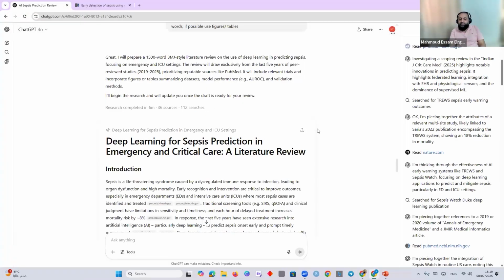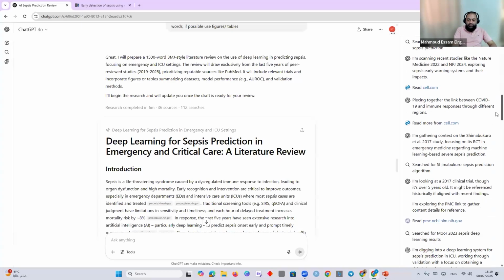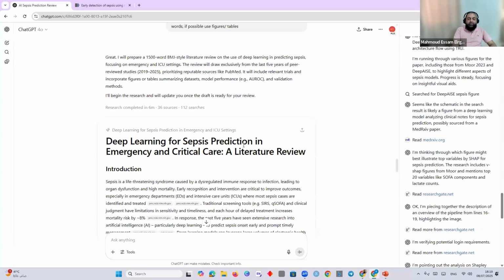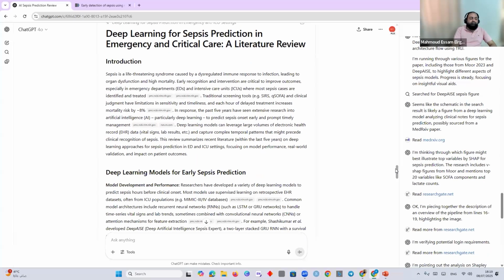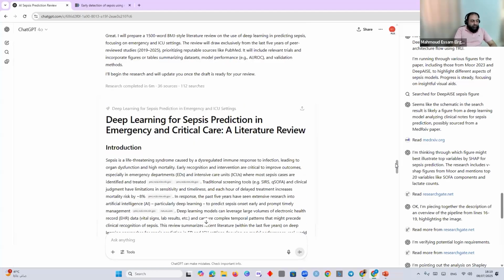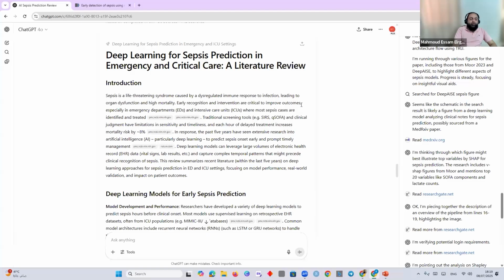Okay, so far, let's check if ChatGPT finished. Okay, yes. You can see that ChatGPT, in the deep search, used all the papers it came across. Now it went on to introduce a literature review for using deep learning for sepsis prediction.